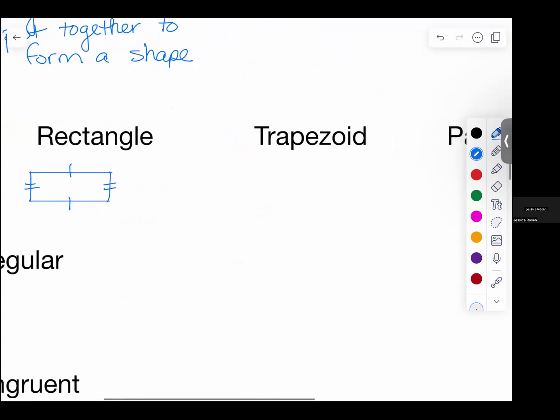Then we have a trapezoid. There's a couple ways you can draw a trapezoid. You can have the top and the bottom be parallel to each other. And then you have these two slanted sides, or it can be perpendicular with a parallel side. But the key there is the parallel sides. So trapezoids are always going to have two parallel sides.